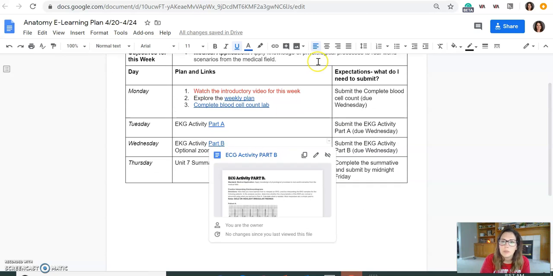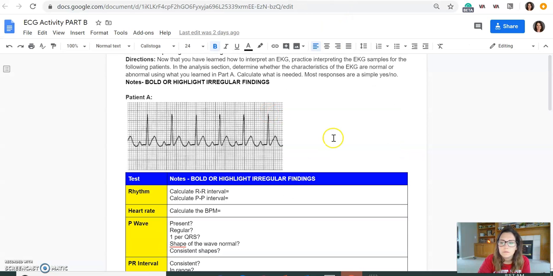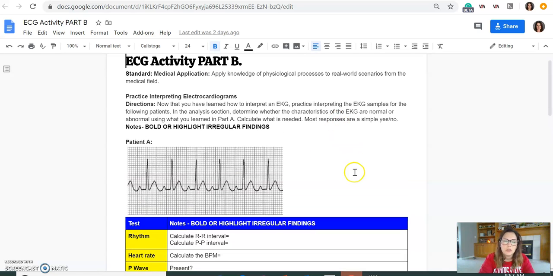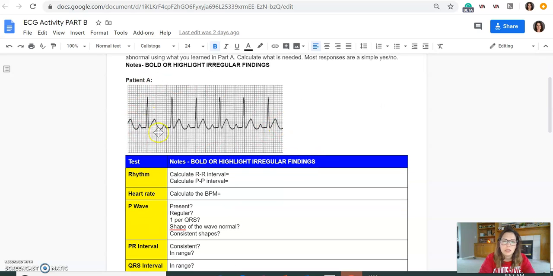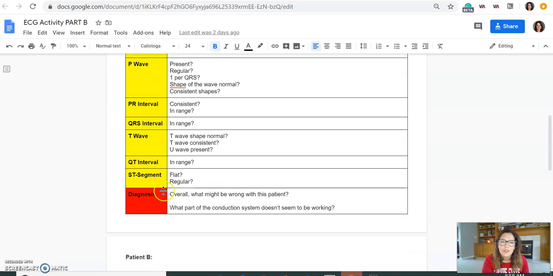And then Wednesday, we're going to apply that knowledge and look at some actual EKG printouts. So I have 2 patients, patient A, so here's their EKG reading. And then this same table, this is what's going to be on the summative. So this is good practice. So practice calculating the intervals, beats per minute, the heart rate. Practice looking at the P waves, the PR intervals, the QRS interval, T waves, so on and so forth. Tell me if it's normal, if it's consistent, based on what you learned in part A. And then this last one, the diagnosis. So overall, what might be wrong with this patient?